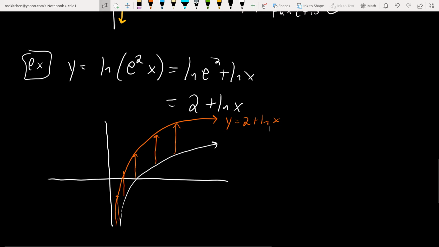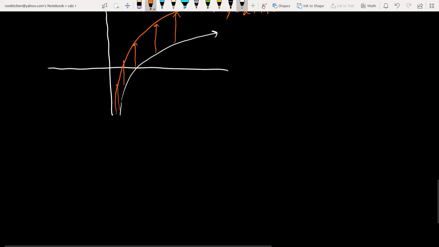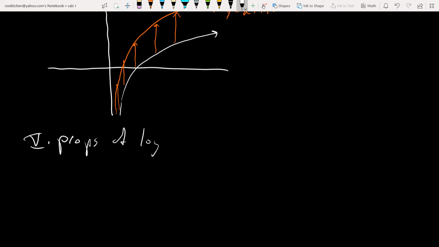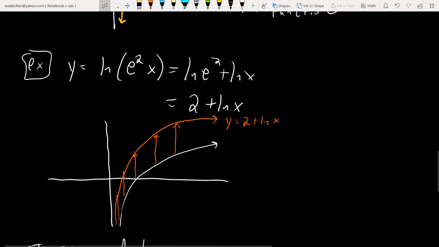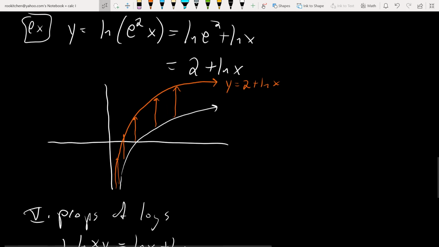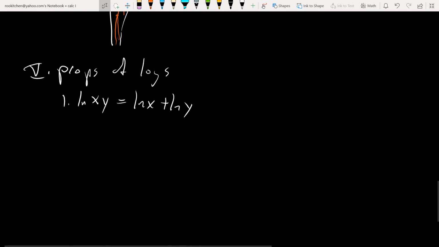Okay, so what did I just do there? Well, that was one of the properties of the logs that you probably learned in previous classes. So what are some properties of logs? There's conditions. You can read the conditions in the book. ln of x times y is the same as the ln of x plus the ln of y. And that's what I did in the previous example. Okay? I just split up the guts of the log and turned the log of a product into the sum of the logs.